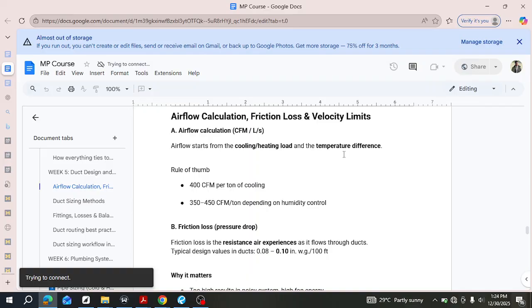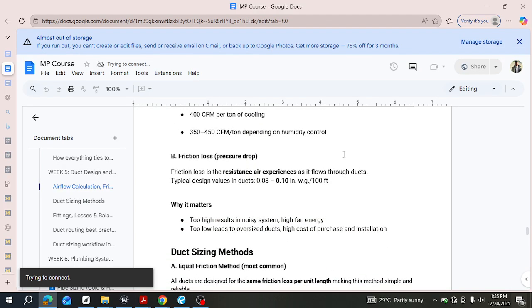Those are the two main factors that determine the air that's supposed to be flowing into a place. We already talked about the rule of thumb before, 400 CFM per ton. That is just an average, a base value. It could be more, it could be less. It could go as high as 450 or even higher in some cases if the condition calls for it. I'm sure some ACs are designed to perform at higher values.